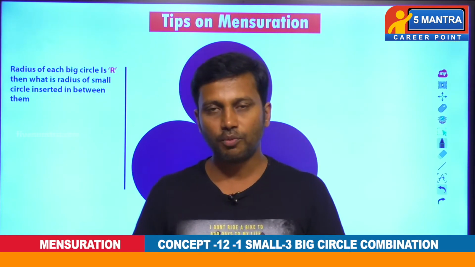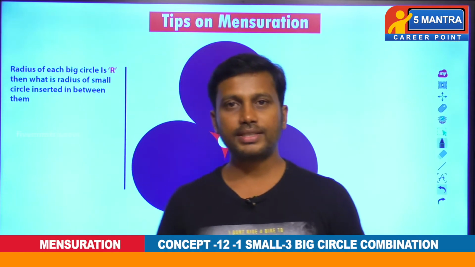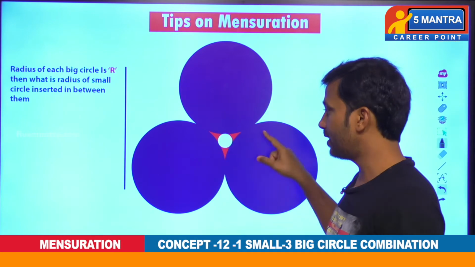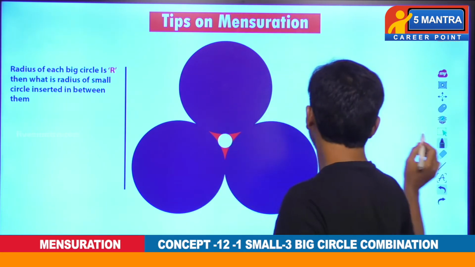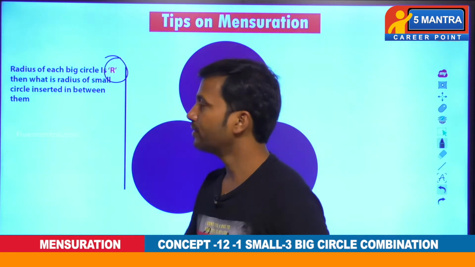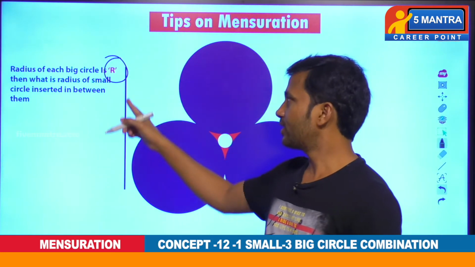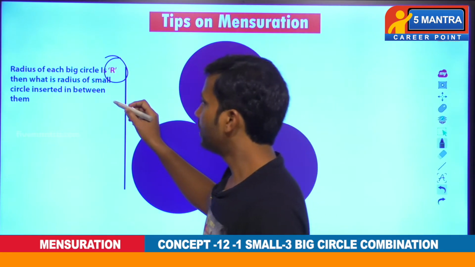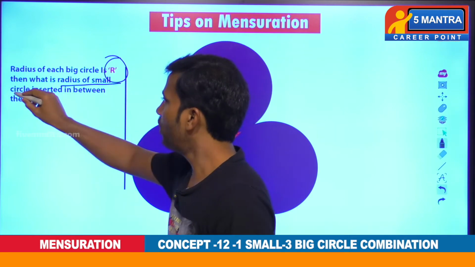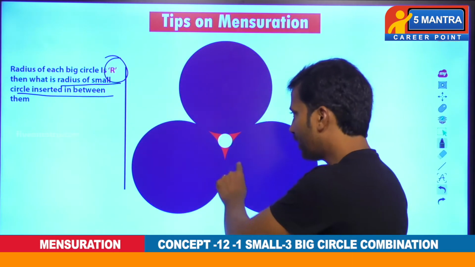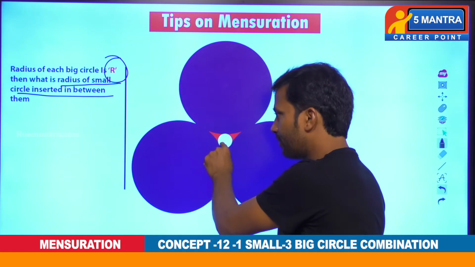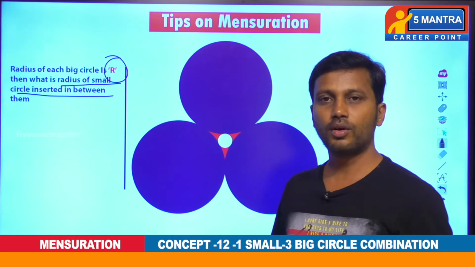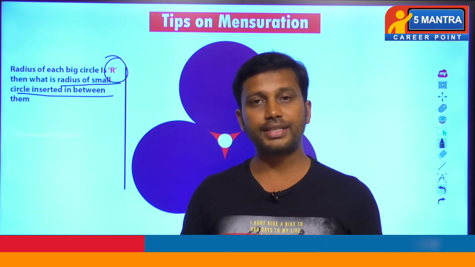But here one more case is involved. What is that? Here we are given that the radius of each bigger circle is capital R. Okay, radius of each bigger circle is capital R, and we need to find the radius of the small circle inserted between them. I think you can identify the small circle in between them, which is touching all the 3 circles. For that we need to find the radius.